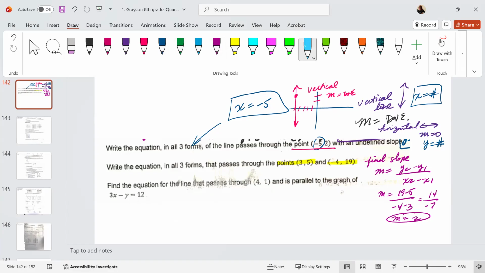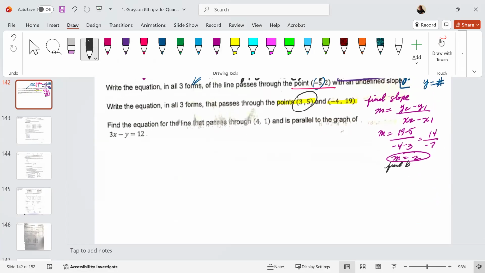-2. Good. -2. So now let's pick a point. Which point do you want to pick to find B? 3 and 5. Sounds good. So to find B, you have y equals mx plus b. 5 equals -2 times 3 plus b. 5 equals -6 plus b.